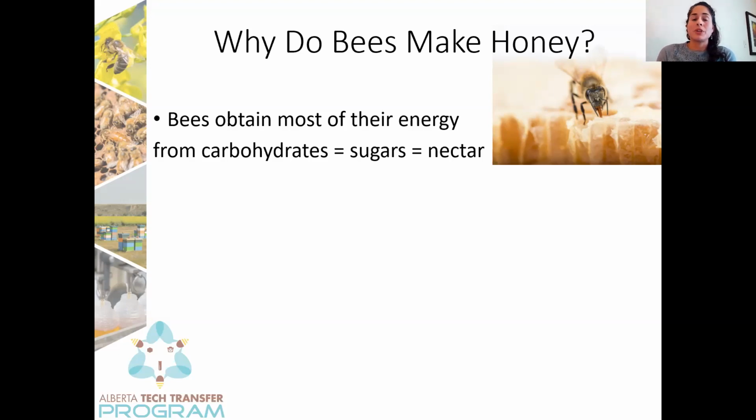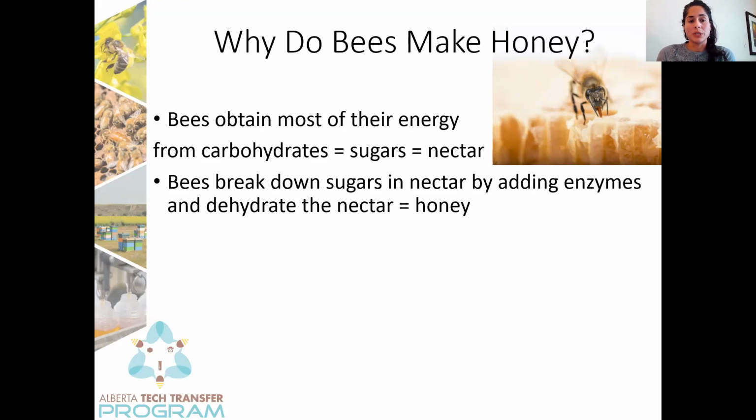It's important to mention that some sugars can be toxic to bees. An example of a sugar that is toxic to bees is galactose. Bees break down sugars in nectar by adding enzymes, and they dehydrate the nectar. So at that point, we call it honey.